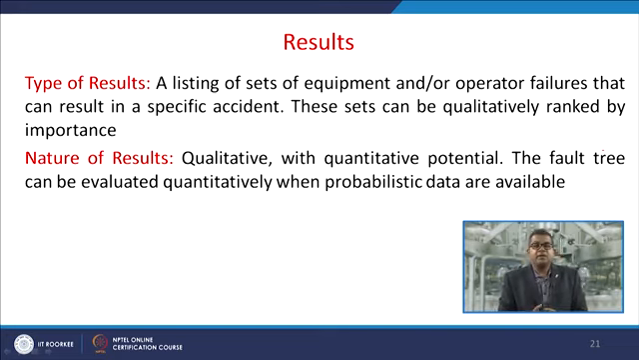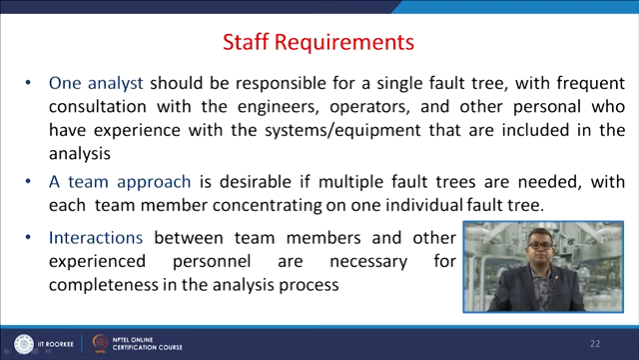Now, let us have a look at the results. There are various types of results. One mode is a listing of sets of equipment or operator failures that can result in the specific accident. These sets can be qualitatively ranked by importance. As for the nature of the result, that is qualitative with quantitative potential, this fault tree can be evaluated quantitatively when probabilistic data are available. This is the foremost requirement, that you must have all these data with you.